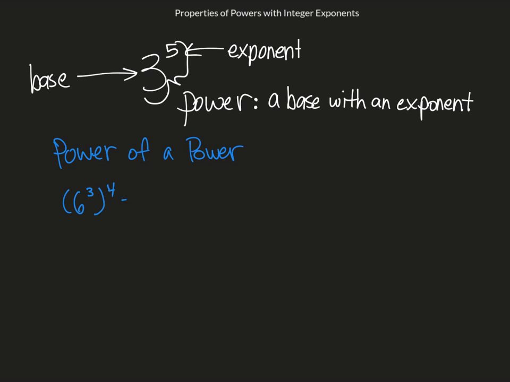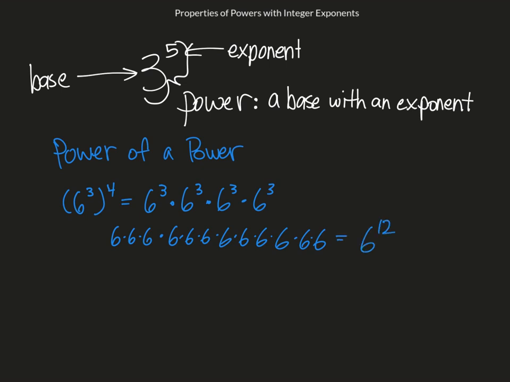Well, we can write this out longhand first of all. So this would be 6 cubed times 6 cubed times 6 cubed times 6 cubed. And of course, each one of those is 6 times 6 times 6 times 6 times 6 times 6 times 6 times 6 times 6 times 6 times 6. So how many total do we have? 6 to the 12th. So let's notice we had 3 and 4, and how do those make 12?